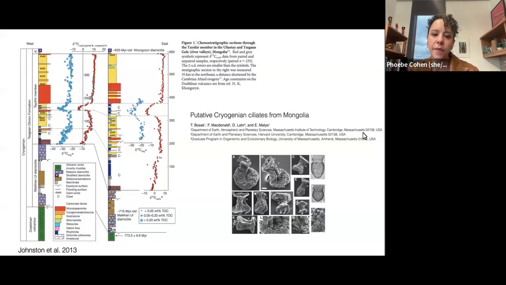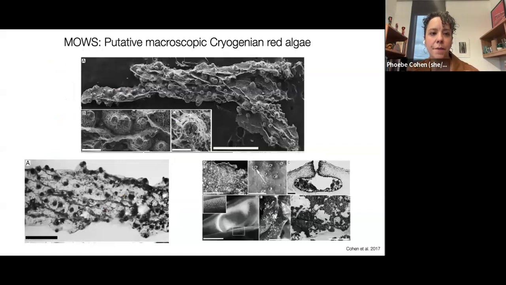And then Tanya Bosak and colleagues started finding these really interesting fossils in these same rocks. And they originally interpreted them as ciliates. When I was a postdoc at MIT, I got some of this material from Tanya and started working on it because other interesting fossils had also been found in these same strata. These things that we decided to call MOWs, because why not come up with more silly acronyms, macroscopic organic warty sheets. So these are quite large.